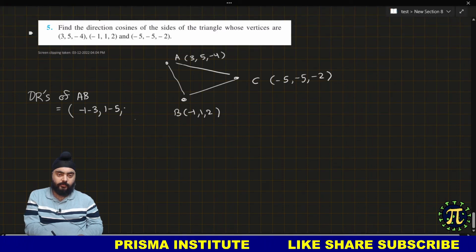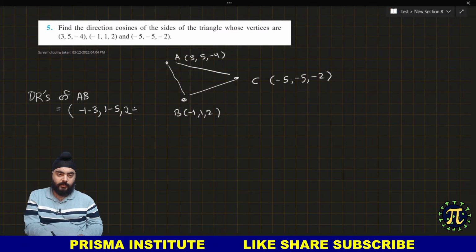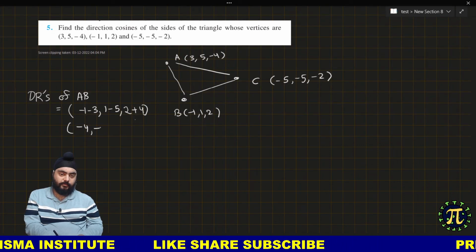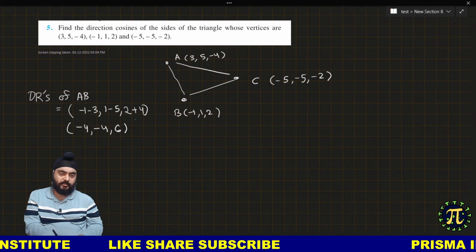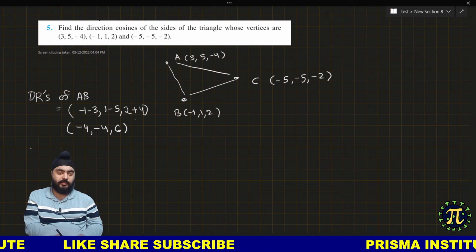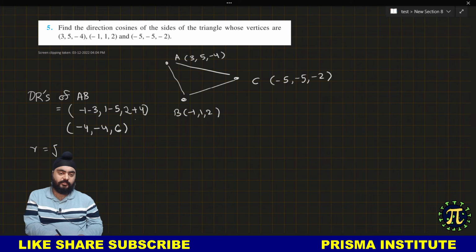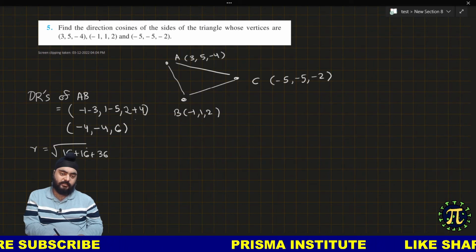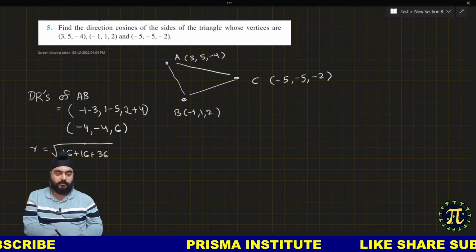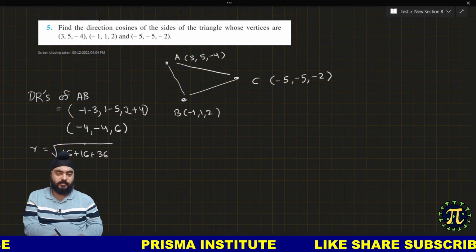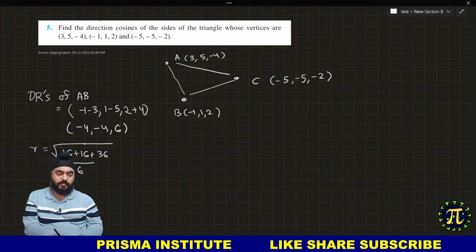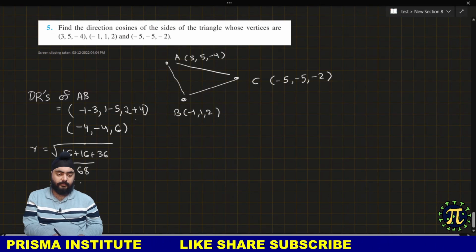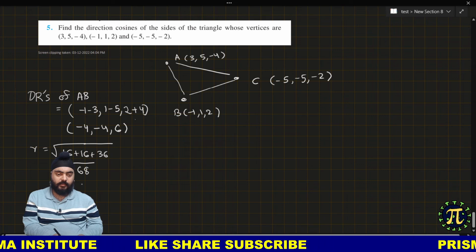तो ये वाला 2 plus 4. Okay. So these are -4, -4, 6 and इसका मैग्नीट्यूड निकाल लेते हैं, R निकाल लेते हैं, which is root of 16 plus 16 plus 36. So 32 and 36 is 68, so root 68.